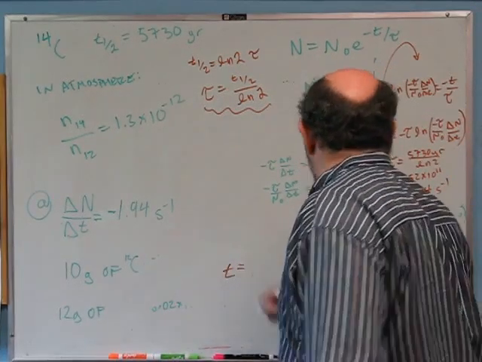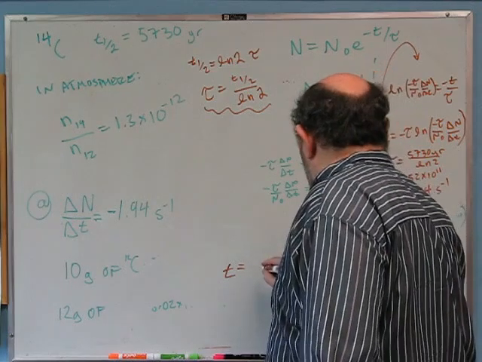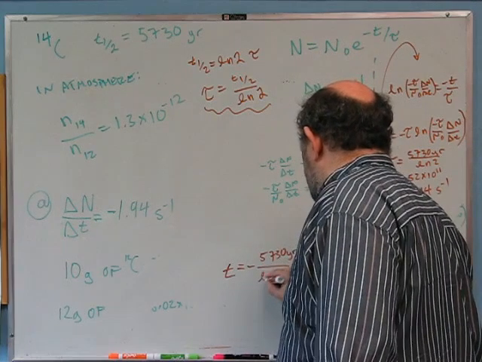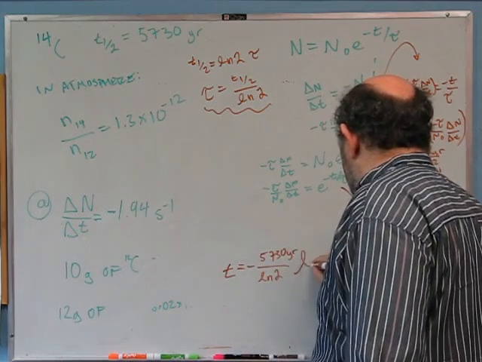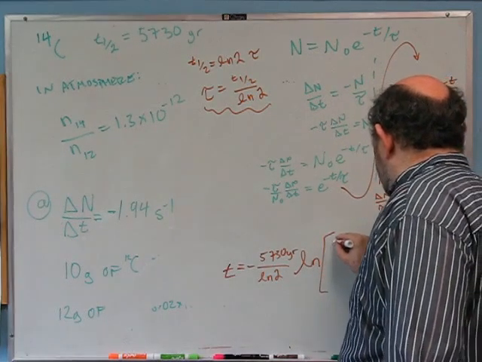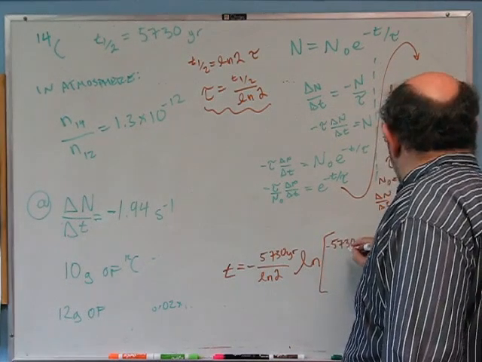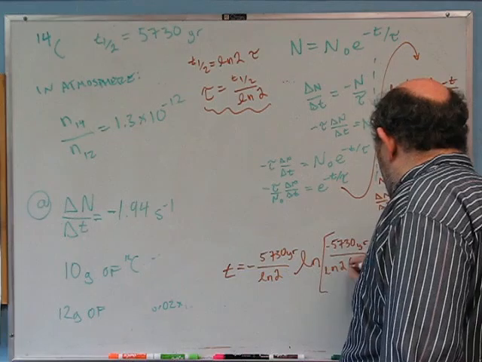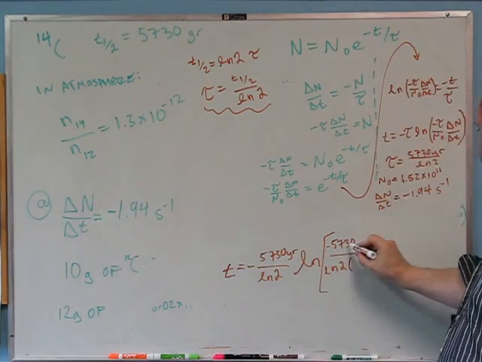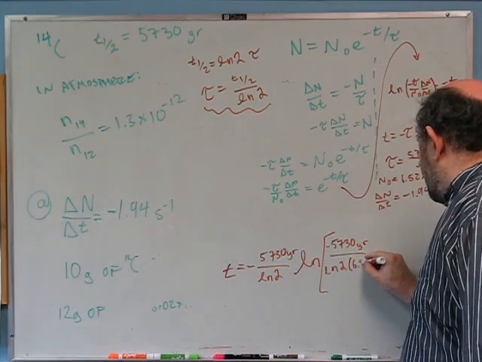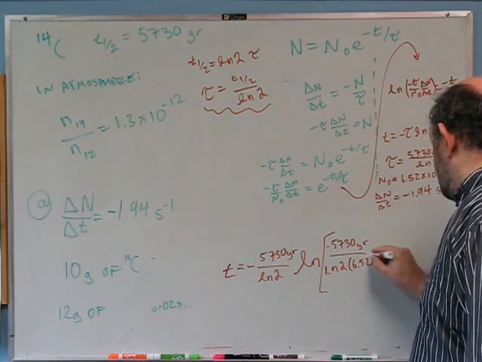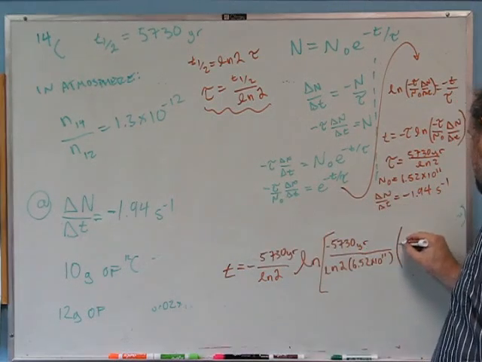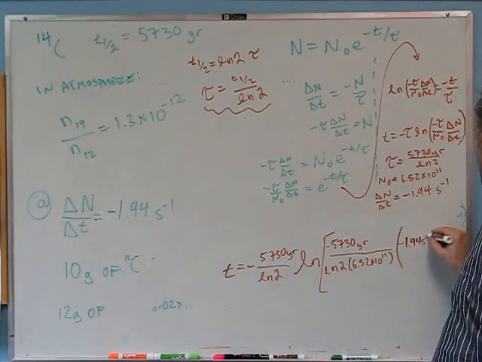T is going to equal minus 5730 years divided by the natural log of 2 times the natural log of 1 minus 5730 years divided by the natural log of 2 times, so that's just to get tau from t 1 half, times N0, 6.52 times 10 to the 11th, which is just a number, it doesn't have units on it, times delta N over delta t, which is minus 1.94 seconds to the minus 1.